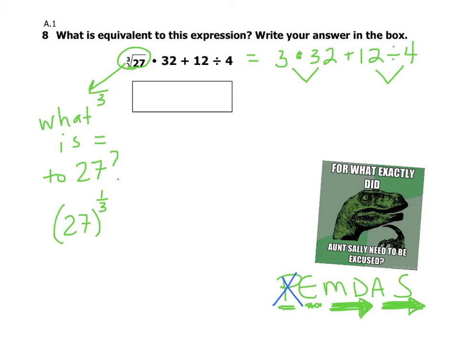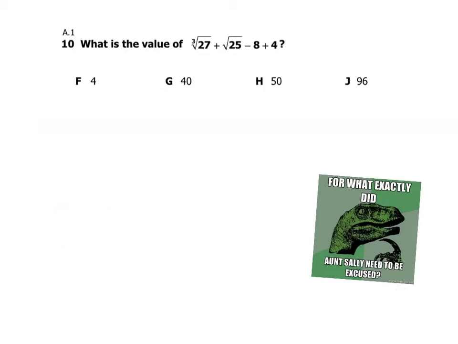So 3 times 32. 3 times 30 is 90, 3 times 2 is 6, so 96, I believe. Plus 12 divided by 4 is 3. So we should have ended up with 99 as the only correct answer for that one. Okay, do remember your order of operations. Which brings me to the next one, which was basically the same idea.